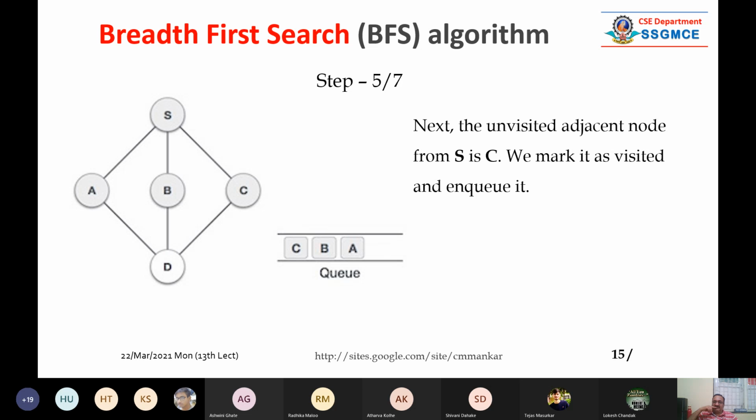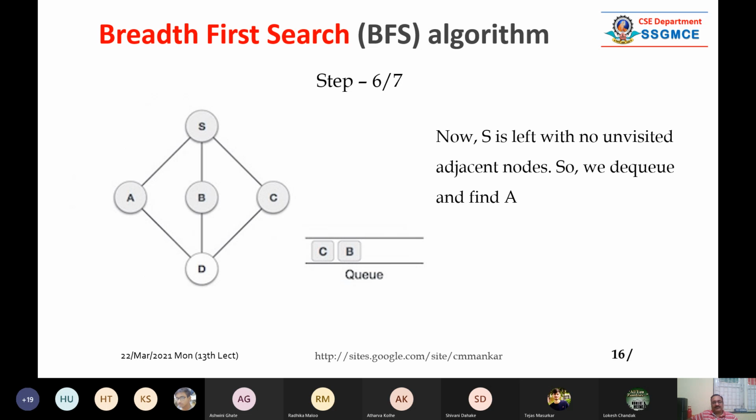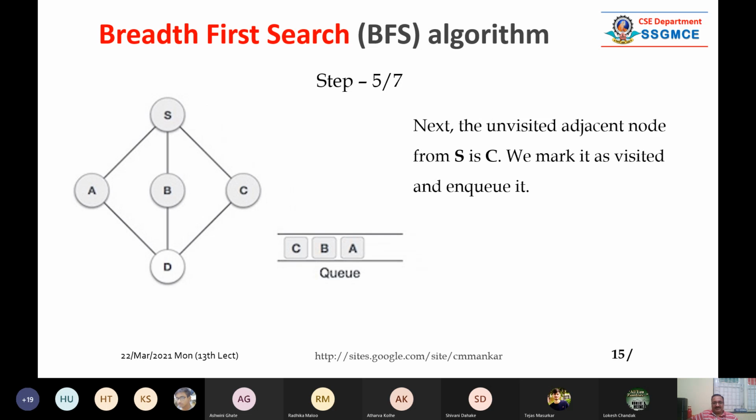So next, the unvisited adjacent node from S is C. So we mark it and we NQ it. Now let's see what happens in the sixth step. अभी हमने A को निकाल लिया उसमें से बाहर. C, fifth step. Q में क्या है? CBA. Now there is nothing. तो हम क्या करते हैं कि A से एक्सप्लोर करना चालू करते हैं.